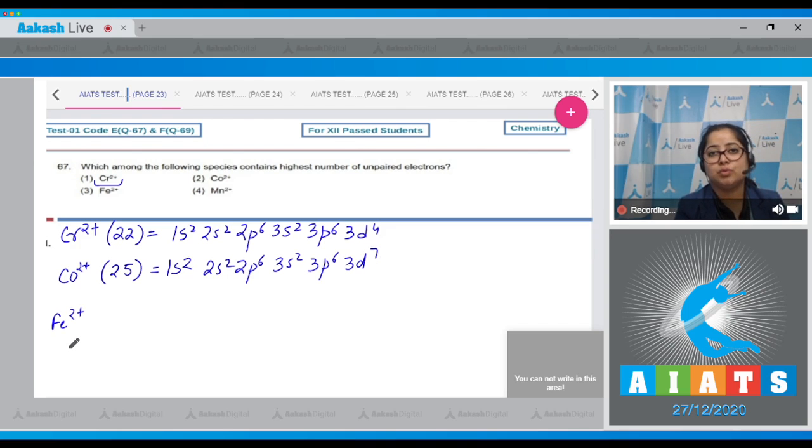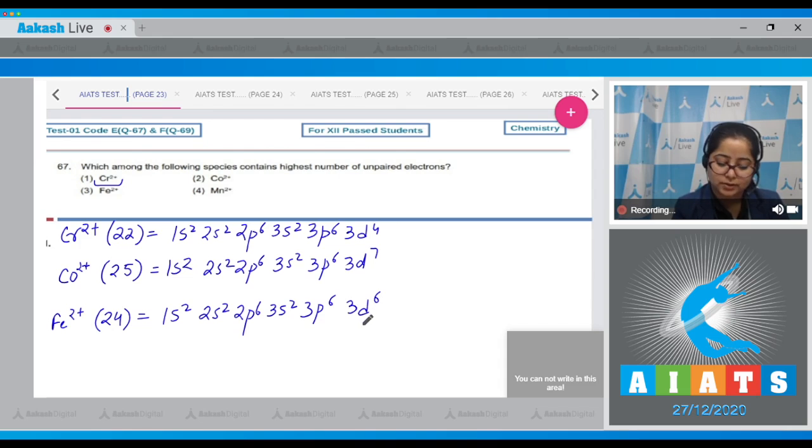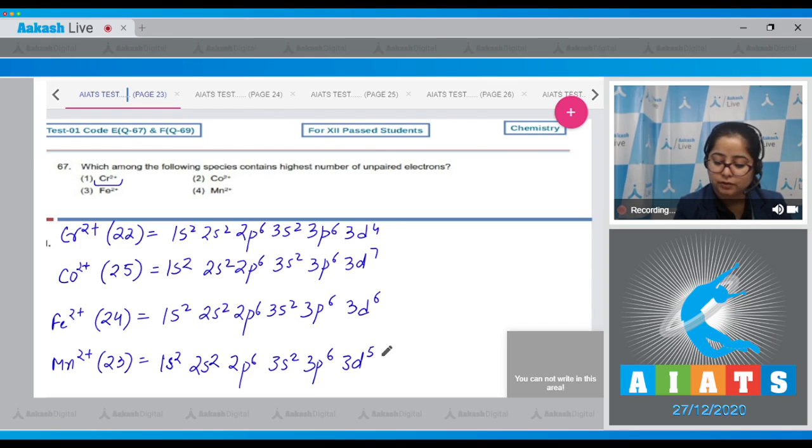Again, 2 electrons are removed from the outer 4s subshell. So the left electrons will be 24. The electronic configuration will be 1s2, 2s2, 2p6, 3s2, 3p6 and 3d6. Moving to last, Mn2+. Students, in this case also the 2 electrons are removed from the outer 4s subshell and the left electrons will be 23. So writing the electronic configuration, 1s2, 2s2, 2p6, 3s2, 3p6 and 3d5.